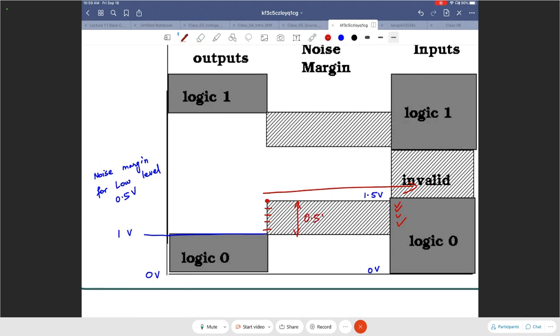0.5 volts. And what did we have to do for this? We had to just subtract. That's it. We had to just subtract these two values and we are done, right? So it's just a subtraction. That is all.